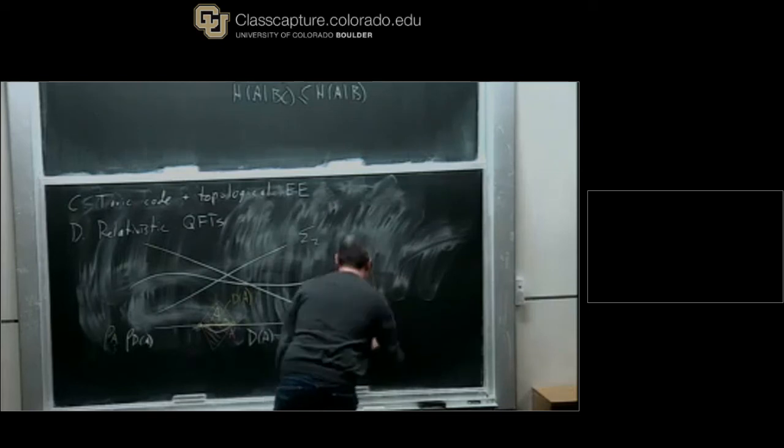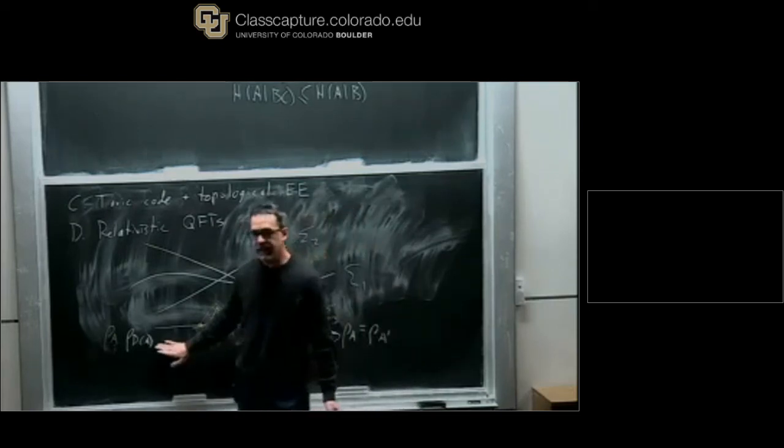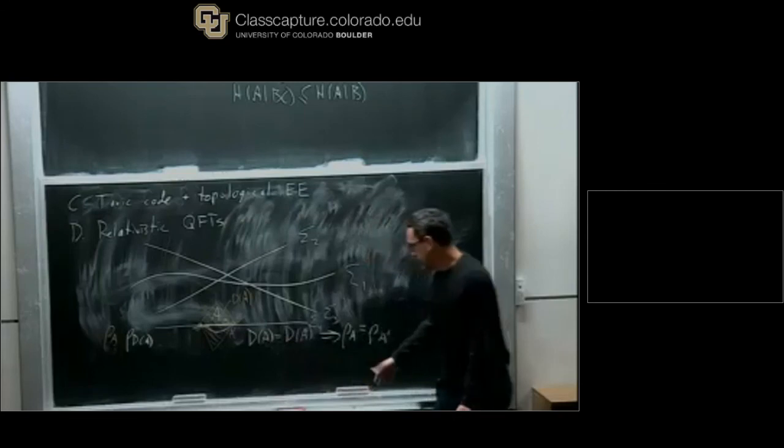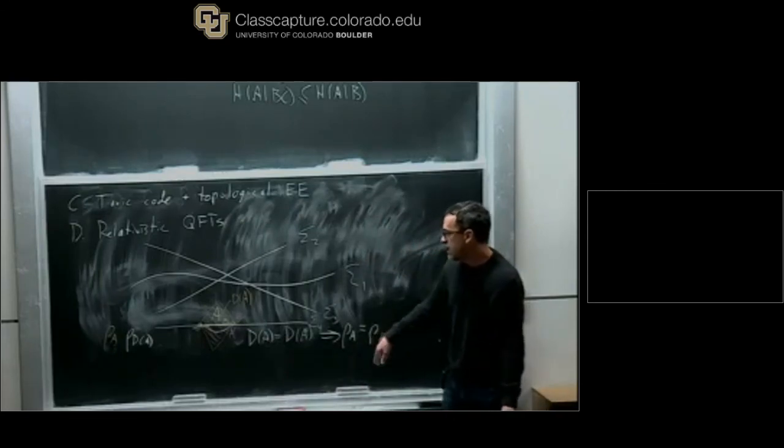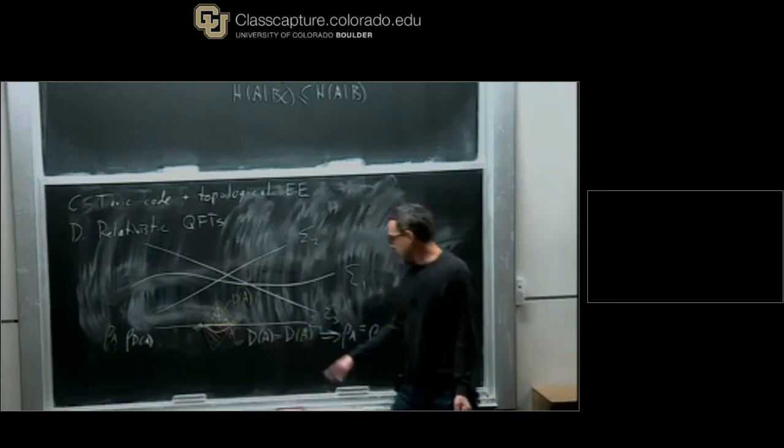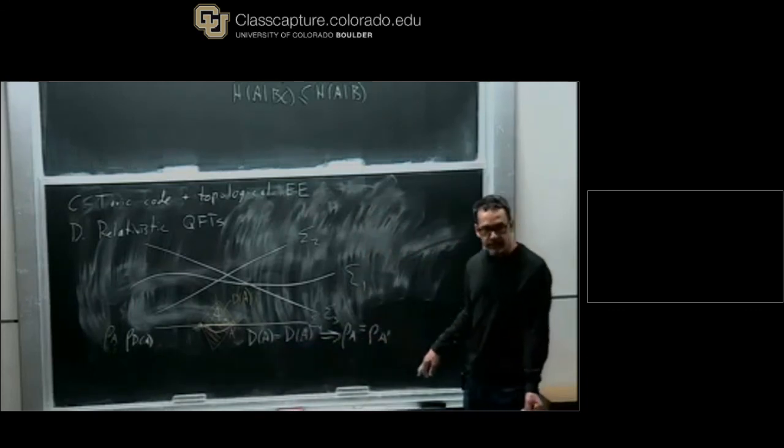So really, as I said, we should write rho sub D of A, but we don't. I mean, that gets awkward. We just write rho sub A, but we understand that for any A prime that has the same causal domain as A, the density matrix is the same.